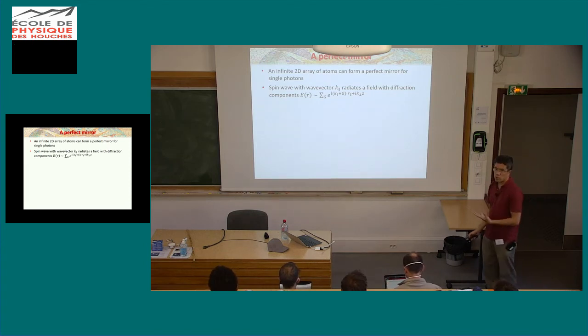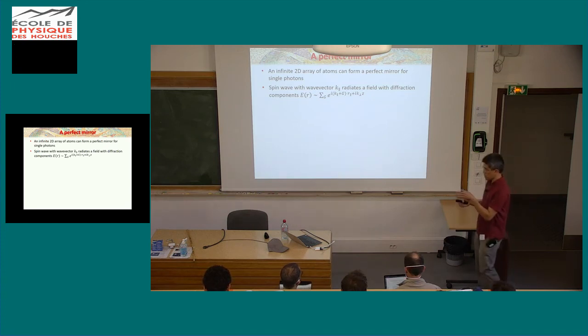So that's kind of intuitive, that a spin wave of wave vector k can generate an electric field of wave vector k. But because my system has a discrete translational invariance, it's possible that my lattice can add discrete momentum components to the electric field as well. So it's a bit like a Bragg grating, if you want.